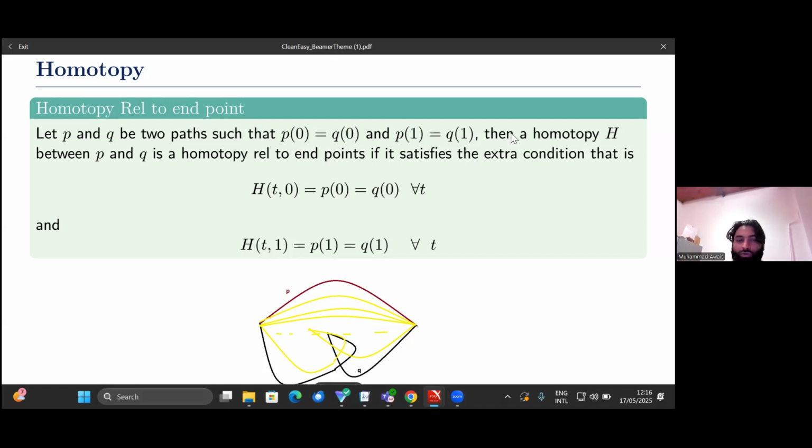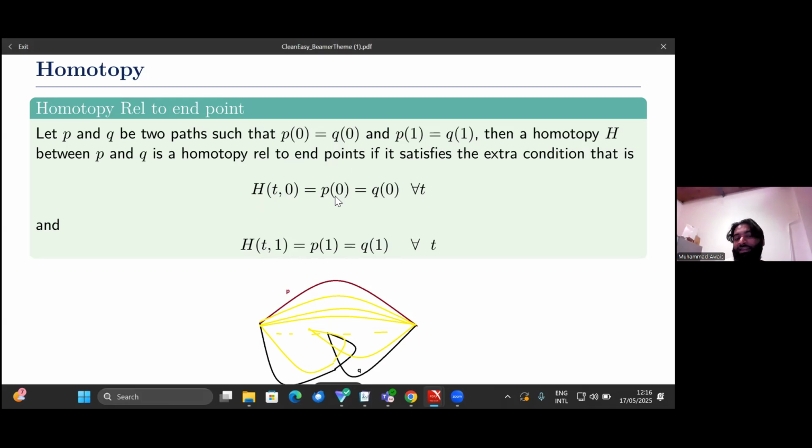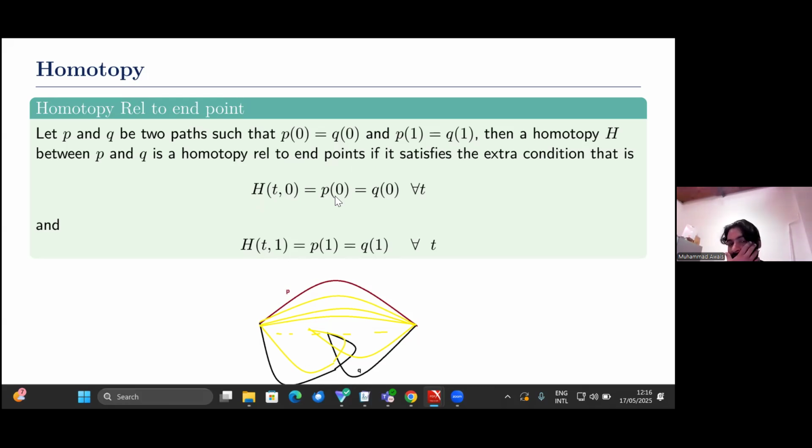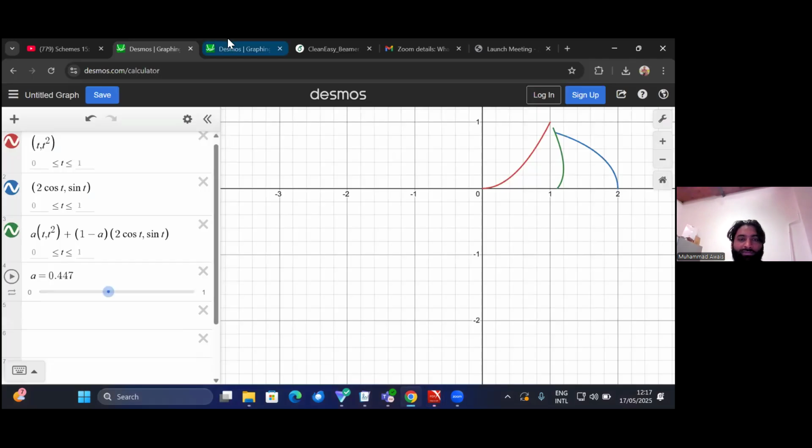So how do I write it mathematically? A homotopy relative to endpoints is a homotopy that satisfies an extra condition. What is the extra condition? For all time, the starting point of my path at that time should be exactly equal to the starting point of P, which is the starting point of Q by assumption. And similarly, this should hold for the endpoint. One can see this again in the graph.